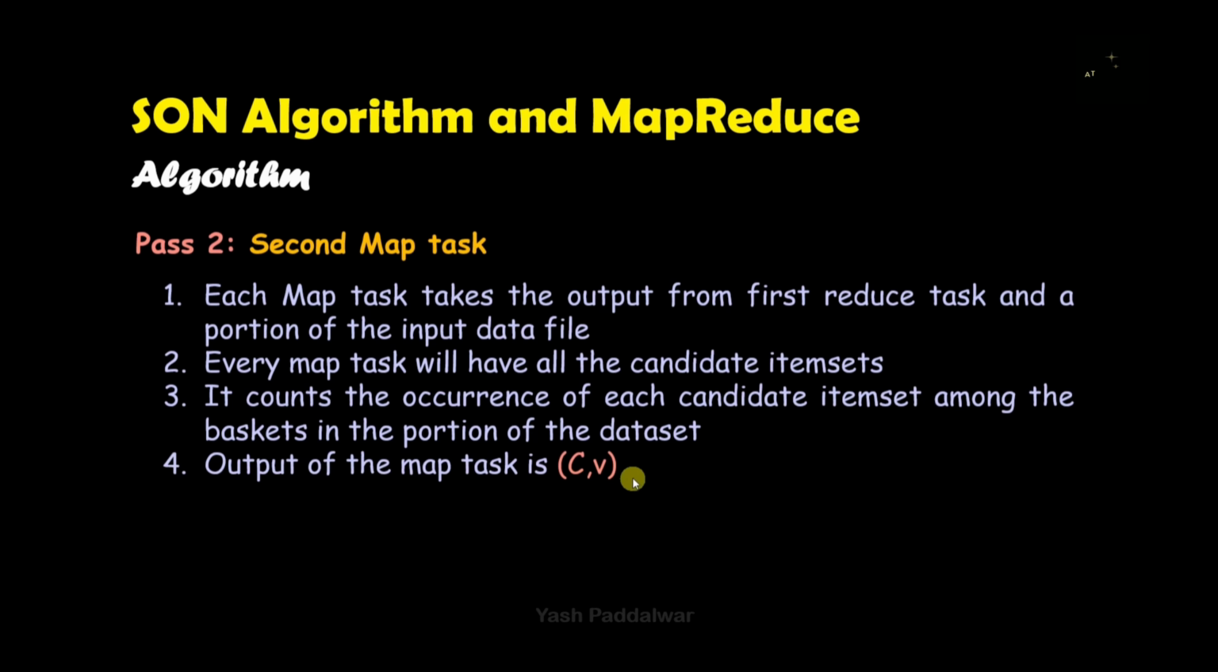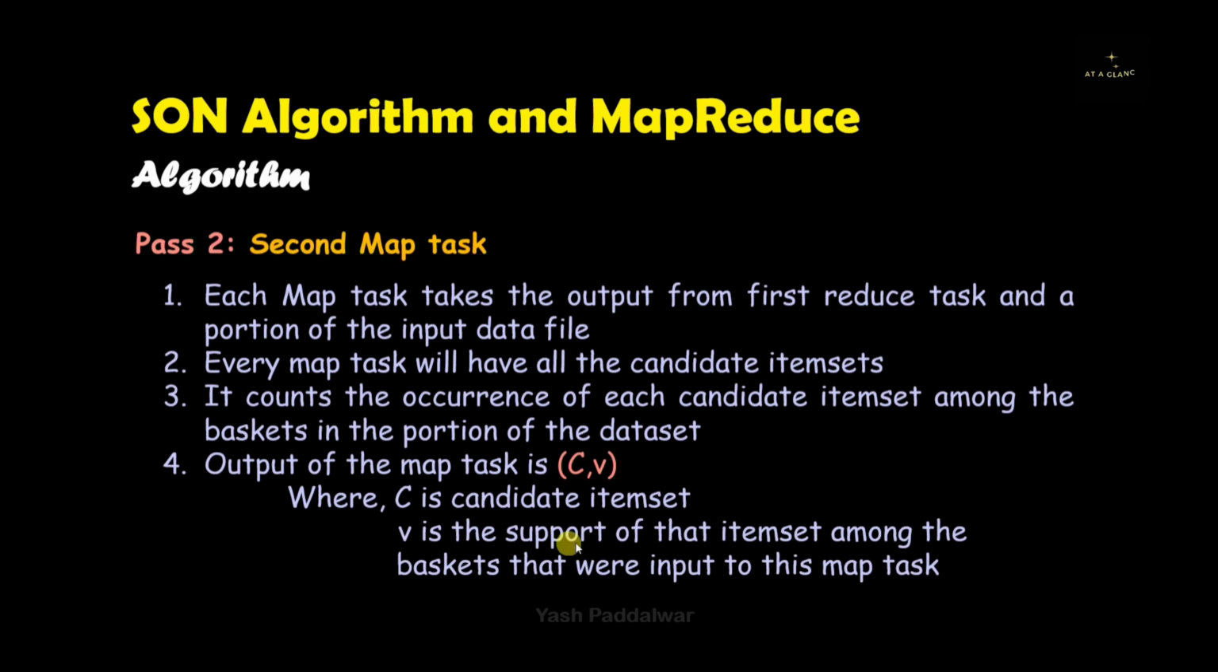Here the key is going to be C and the value is V, where C is the candidate item set and V is the support of that particular item set. Support means the count of that particular item set among the entire baskets that are present in the portion of the file that we have taken as an input. Now this output pair, that is C, V, will be given as an input to the next phase, which is the second reducer phase. I hope the task to find this particular C, V pair is clear to you all.